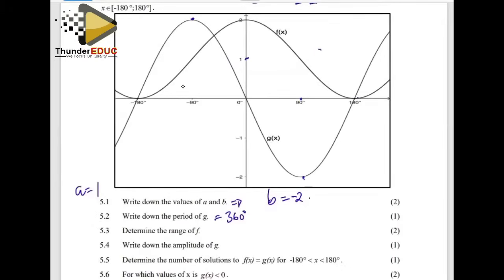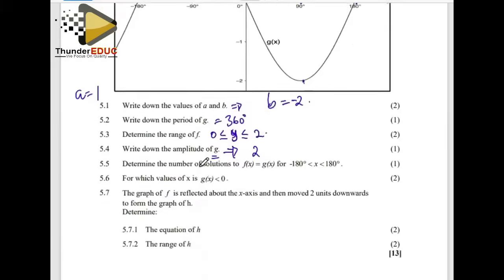And then they want us to write the range of f. So with f, we are seeing that the maximum is a 2, the minimum is a 0. So we're going to say 0 is less or equal to y, less or equal to positive 2. The amplitude of g, we said is going to be a 2. Amplitude, remember the displacement must always be a positive. So that is a 2.